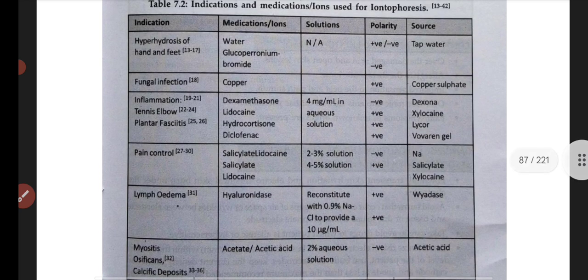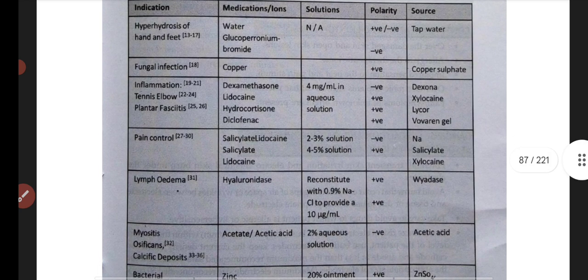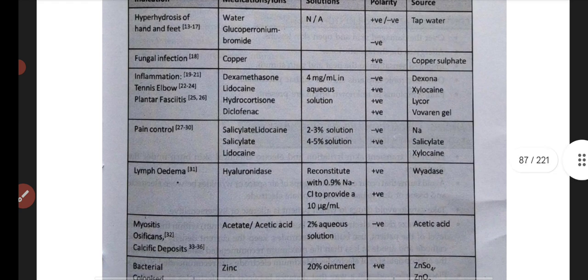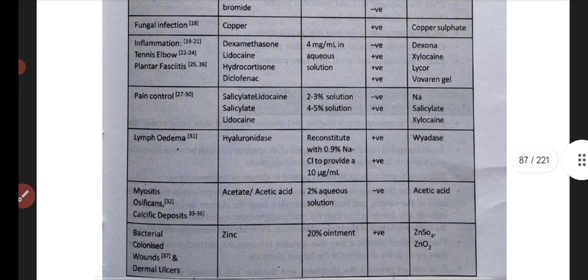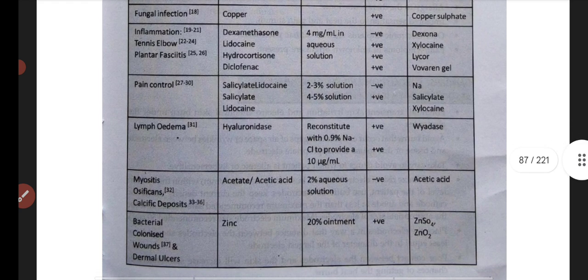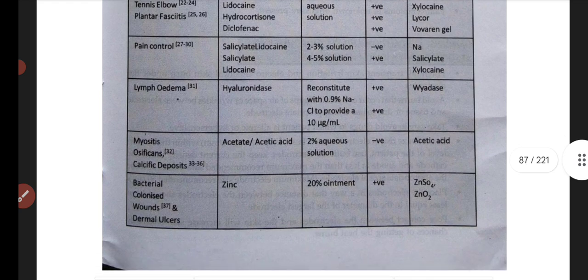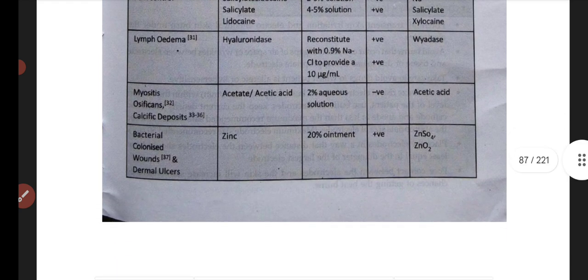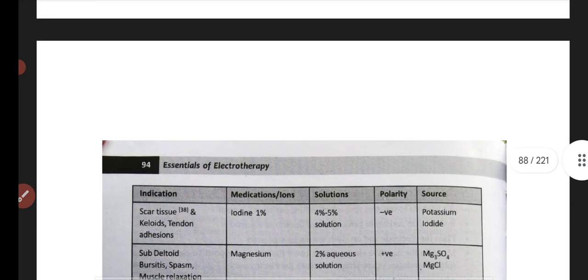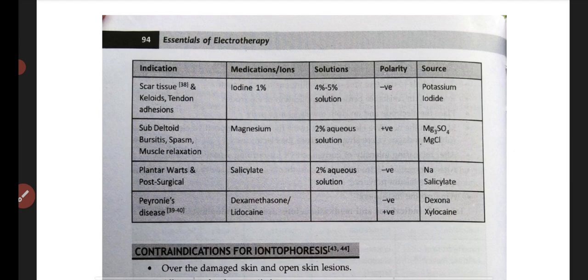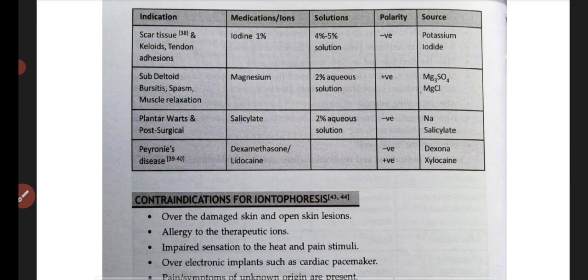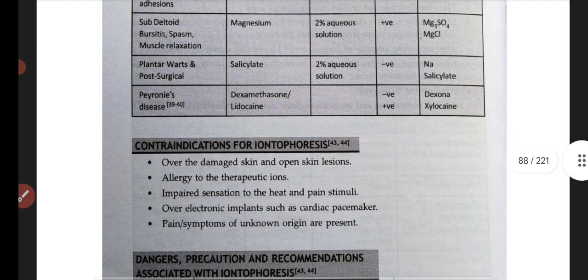What are the indications of iontophoresis? Hyperhidrosis of the hand or feet, fungal infection, inflammation, tennis elbow, plantar fasciitis, any type of pain control, lymphedema, myositis ossificans or calcific deposit, bacterial colonized wound or terminal ulcer. Next is scar tissue formation or keloid, tendon adhesion, subdeltoid bursitis, spasm, muscle relaxation, plantar warts, post-surgical, and Peyronie's disease. These are the indications.